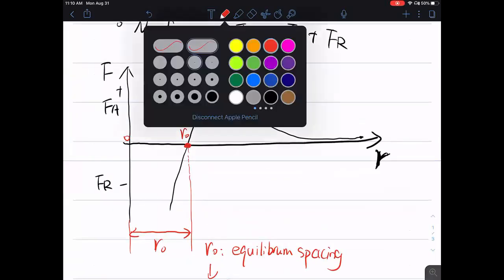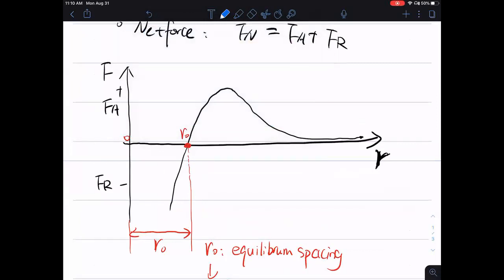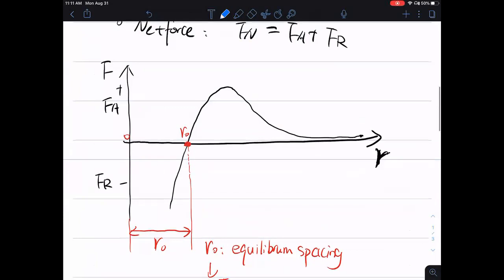One thing to add on this diagram: if we want to plot the net force, it's going to look like this. This is the net force, my bad. The attractive force is the right curve here. That is the Fa. And the repulsive force is this one, Fr. The black curve here is Fn, the net force.